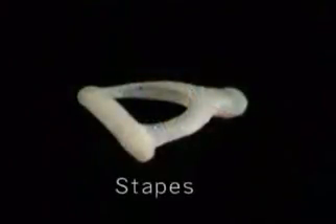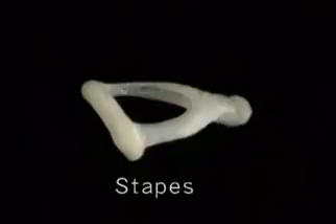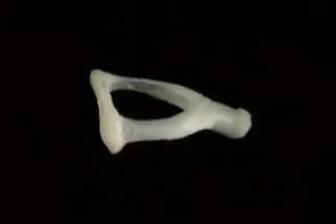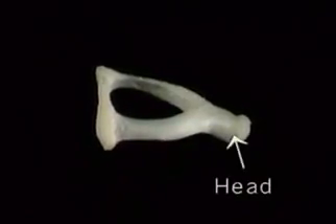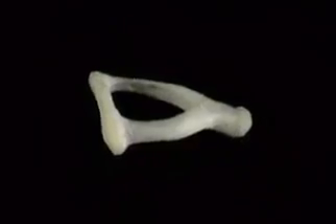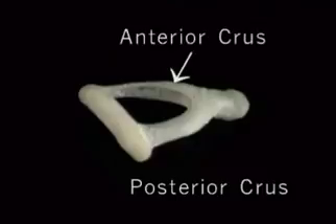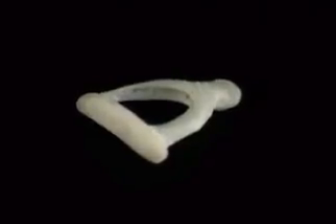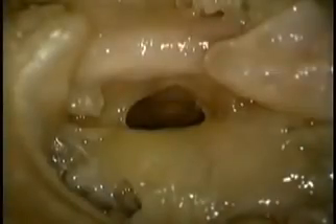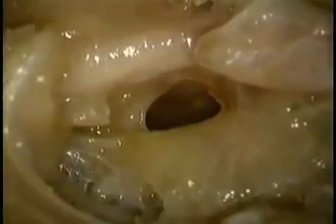We'll start with the tiny stapes, the smallest bone in the body. The stapes consists of a head, which articulates with the incus, an arch that's formed by the posterior crus and anterior crus, and an oval base or footplate which occupies the vestibular window. Here's the vestibular window. We'll add the stapes to the picture.